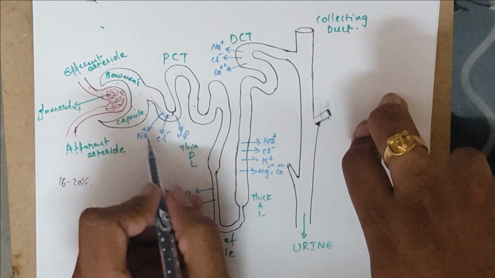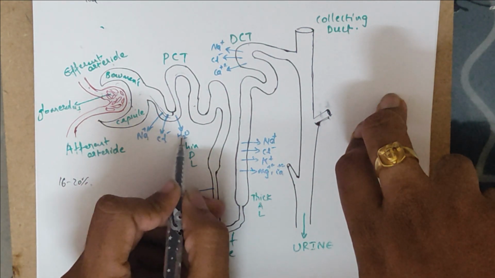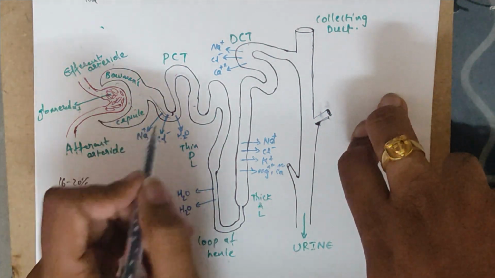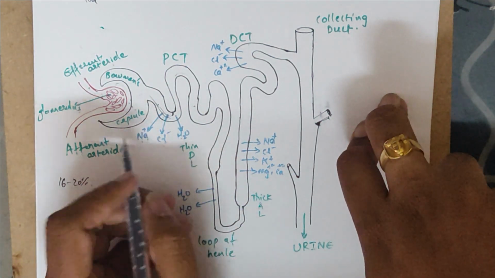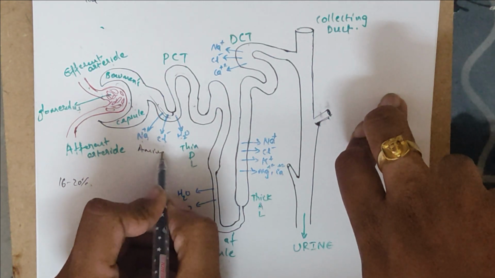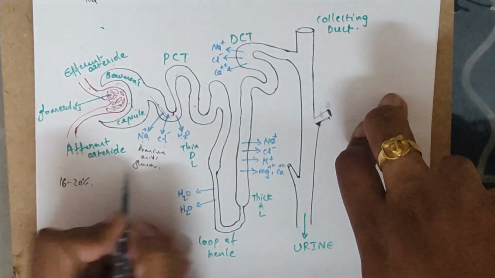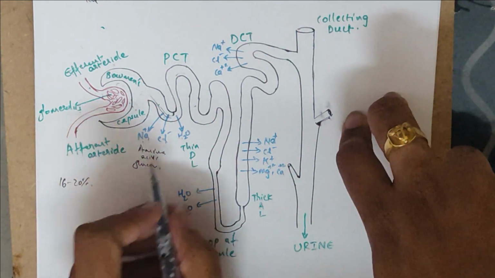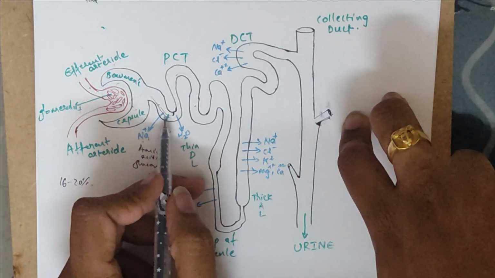Here, most of the molecules like sodium, chlorine and water will be reabsorbed back into the blood. Not only this, sodium, chlorine and water, amino acids, glucose, bicarbonates, all the lower molecular weight molecules are reabsorbed into the blood.